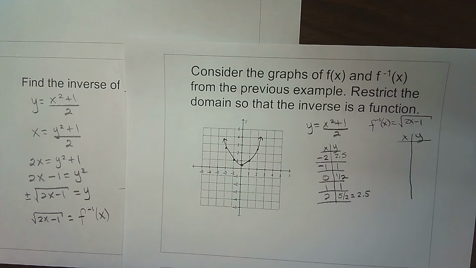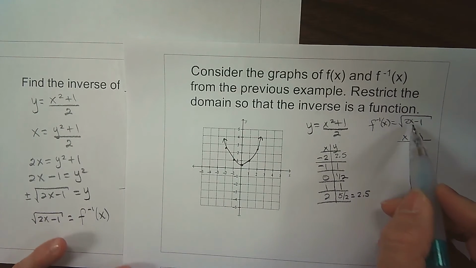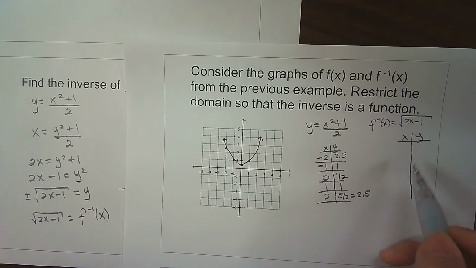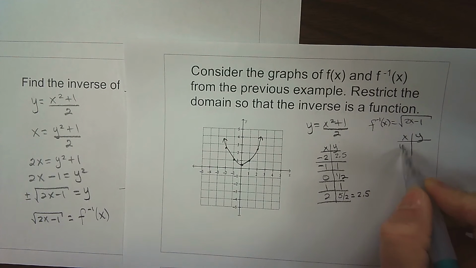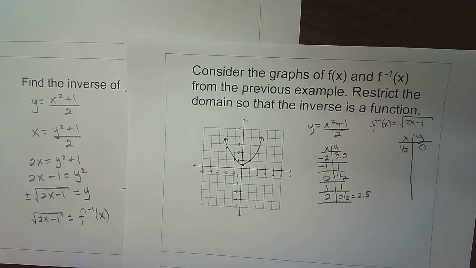So what is the first value I can put in here for x where I produce something that's not negative, where I produce 0 essentially, right? That happens at a half, because 2 times a half would give me 1, and 1 minus 1 would give me 0, the square root of which is 0 itself. And so I only want to pick points that are bigger than a half.